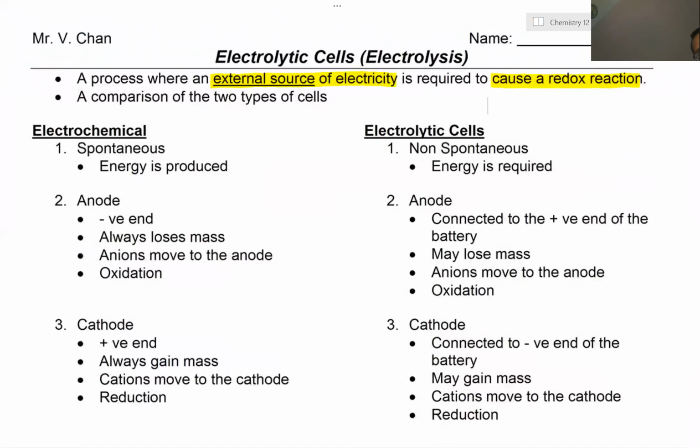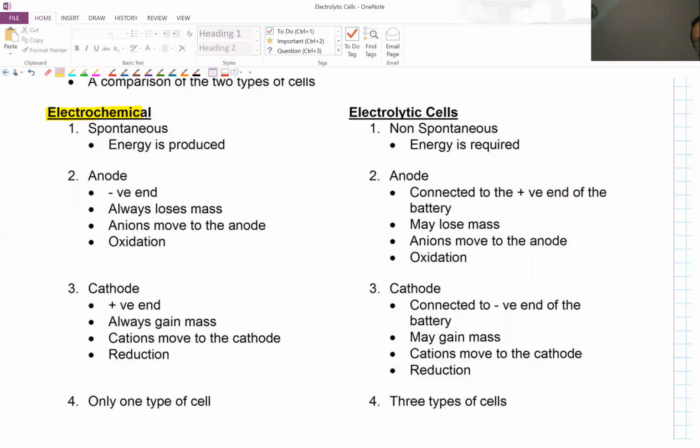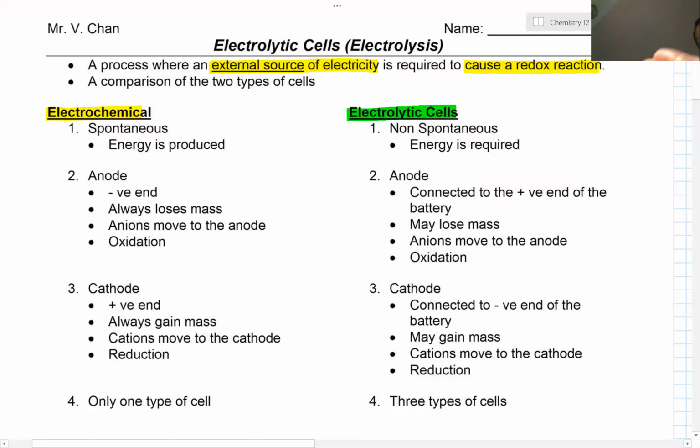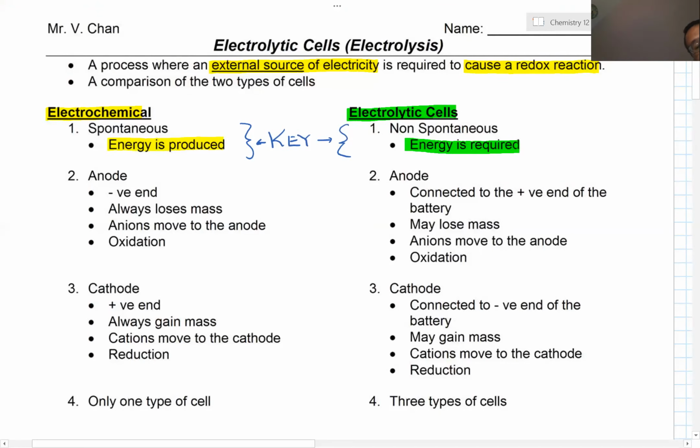Now, what I have down here is a breakdown of the difference between the two. So you have the electrochemical cell and you have the electrolytic cell. The key difference is here in the first step. Notice, this is key, the difference between the two. One, you produce energy, the other, energy is required. For electrochemical cells, you produce electricity or energy. For electrolytic, you require energy.